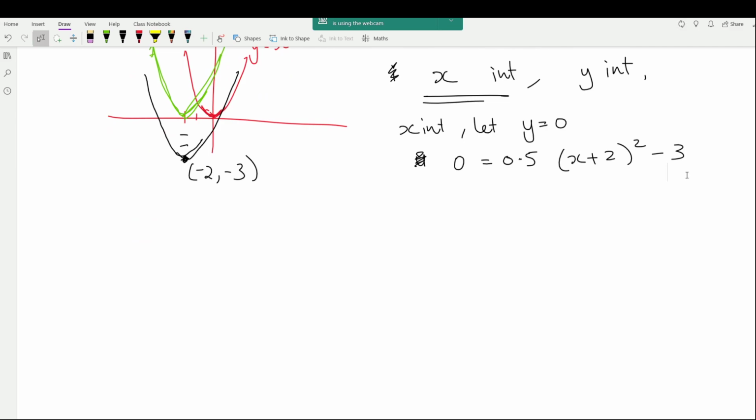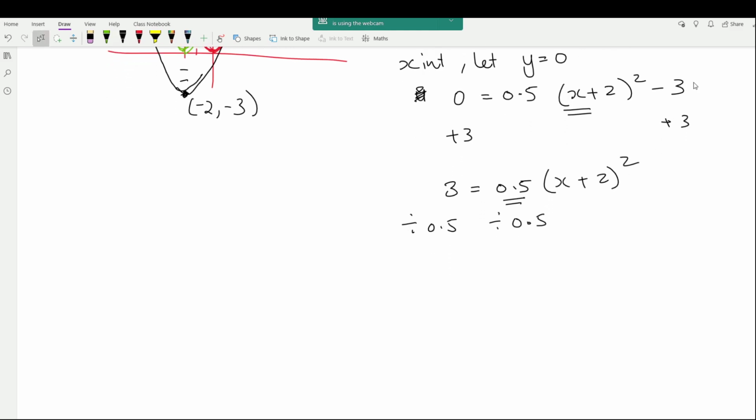Okay, so now we need to solve for x. What I'm going to do is add 3 to both sides. So I'll get 3 equals 0.5 times (x plus 2) squared. Now I'm going to divide both sides by 0.5. So 3 divided by 0.5, or 3 divided by half, gives me 6.